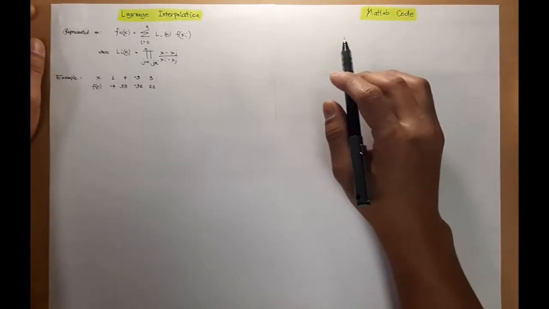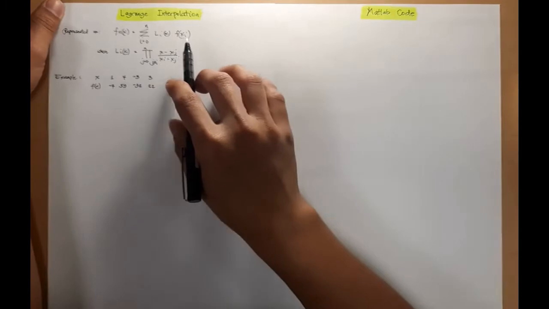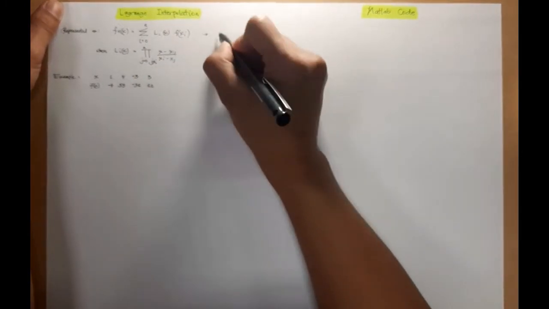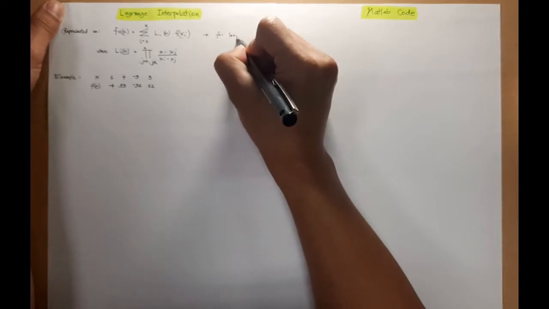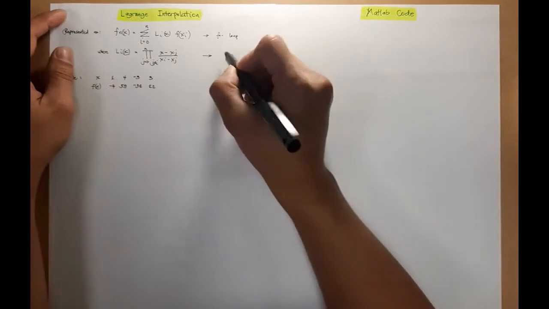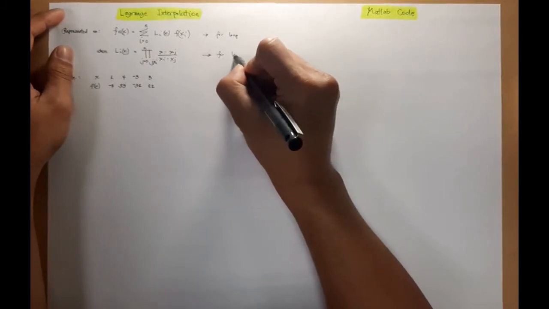Now, to make the MATLAB code for this one, it can be seen that we have a for loop here. And to assess the continuous product, we have to use a for loop.